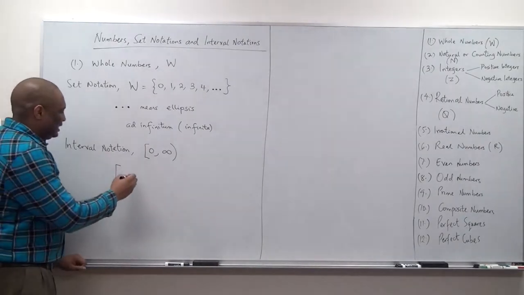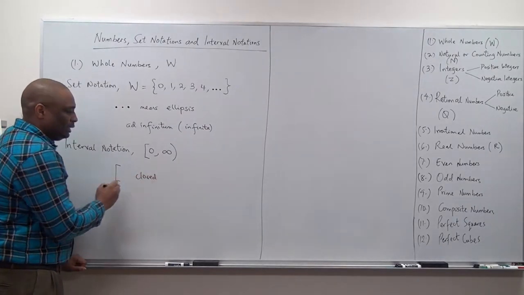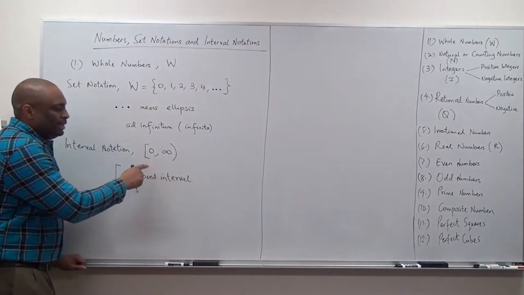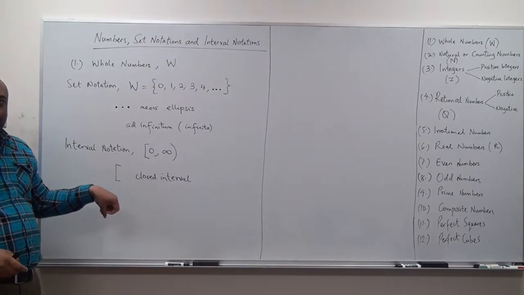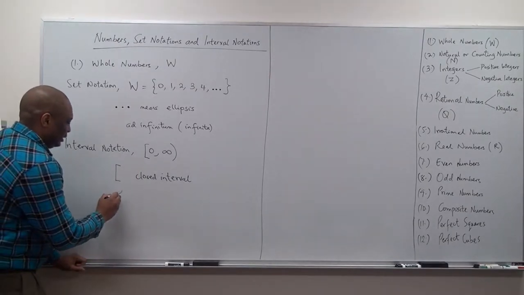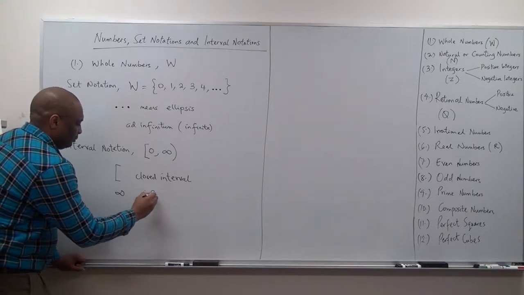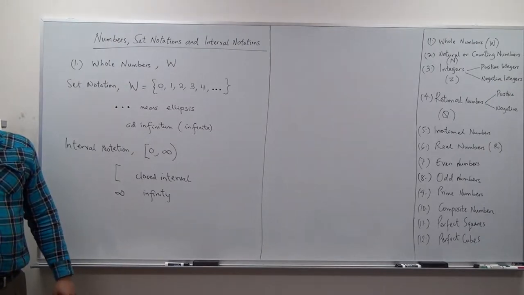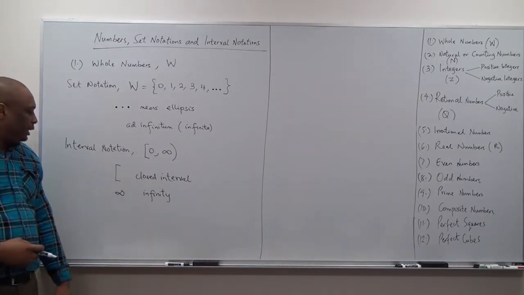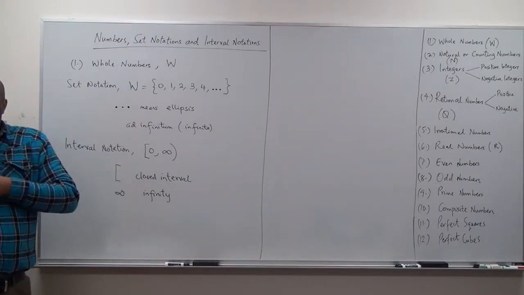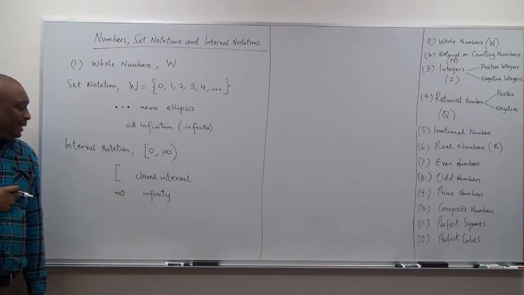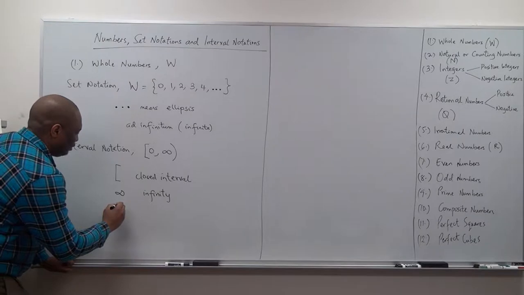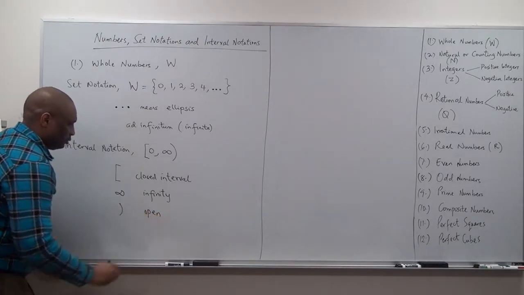Now, if you look at this interval notation, you will notice this. This means that it is included, closed. This is a closed interval, which means that 0 is included. You count 0. Infinity is represented in this form. Remember, like I said, you don't have any greatest number and you don't have any least number. So, just like you have positive infinity, you also have negative infinity. So, infinity is this symbol, and this symbol means that it is open. Open interval.